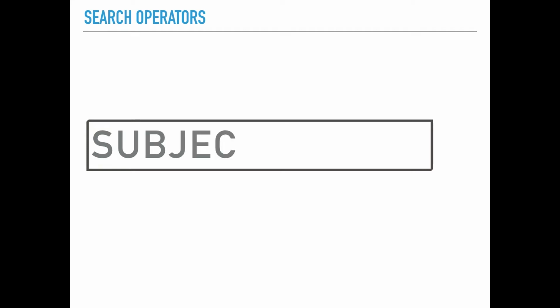So, some specific search operators. From, that's when you're finding who sent the email. That's the one that shows up in the from field. We have subject. So if you're looking for a specific subject line, you can use that one.